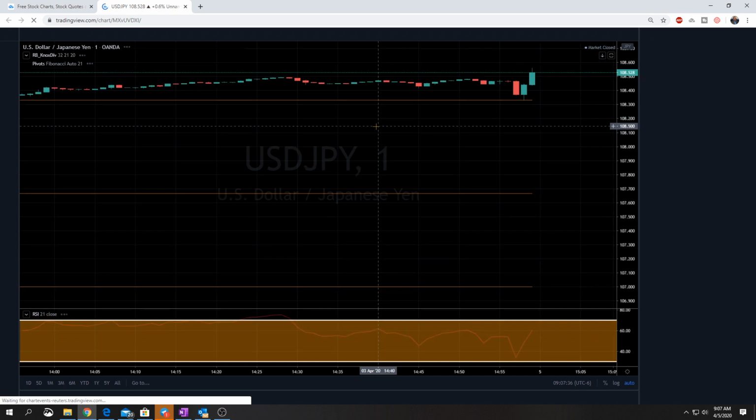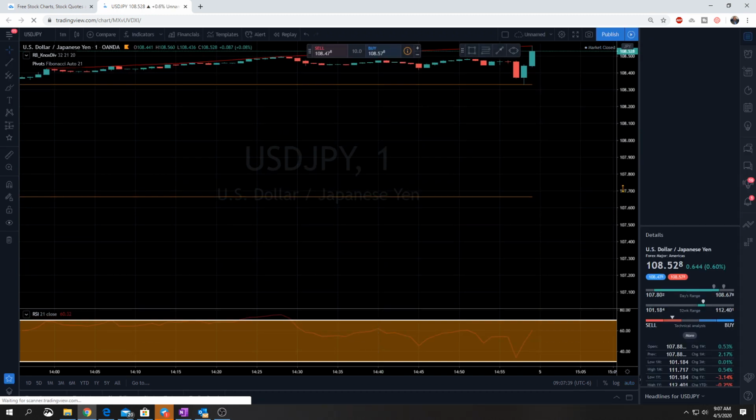USDJPY. So the dollar pairs, the week after non-farm payroll.